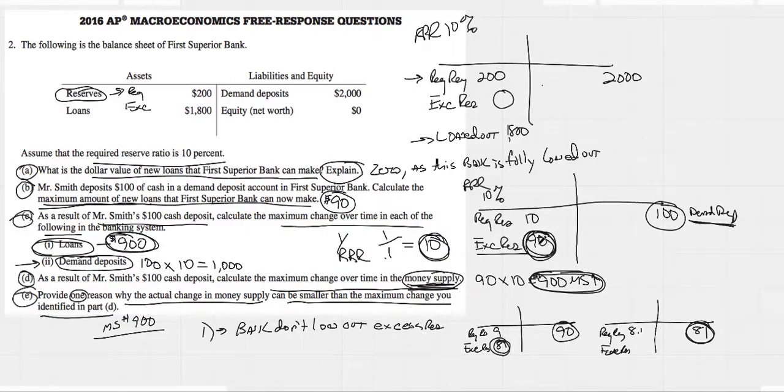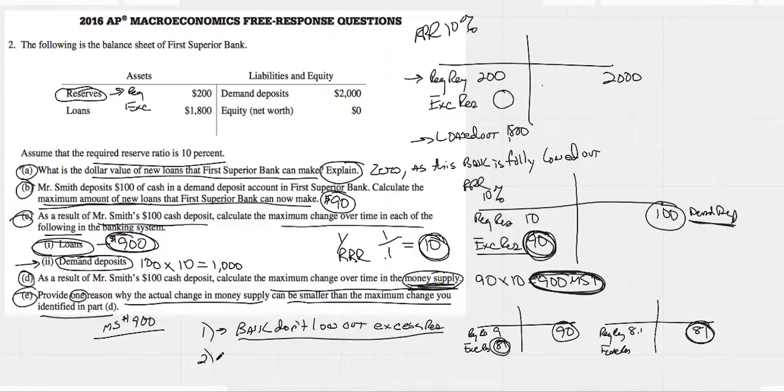What if instead of $90 here, they only loaned out $10? Well, then obviously the money supply would not have hit $900. It would have just been 10 by 10. It would have just gone up by 100. So if banks don't loan out all of those excess reserves, you can't hit that $900 number.